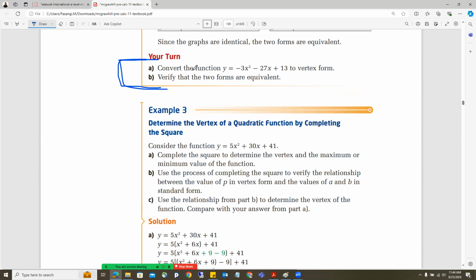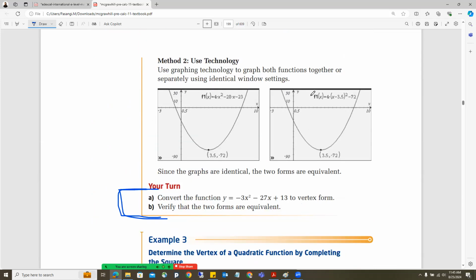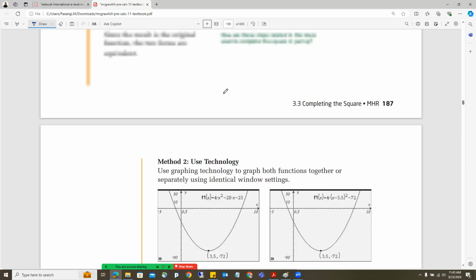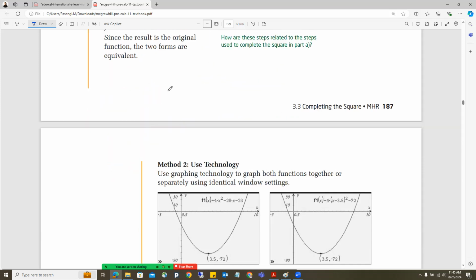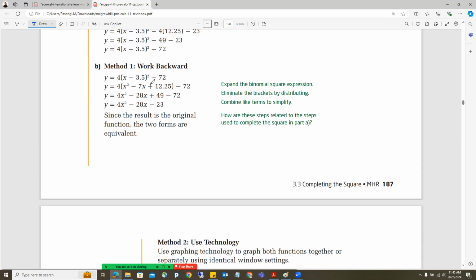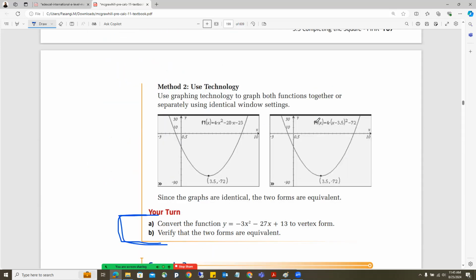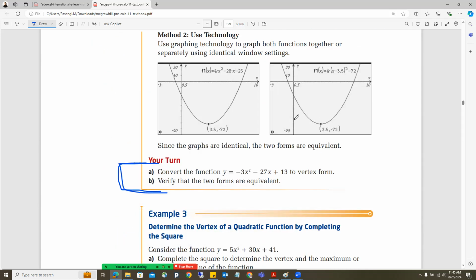So convert this function into a vertex form and then verify that the two forms are equivalent. To verify, you should draw these two graphs and check, or else you can work backward as I did. You can work backward and check whether you receive the same standard form of that equation. Are you clear with the steps you need to follow?